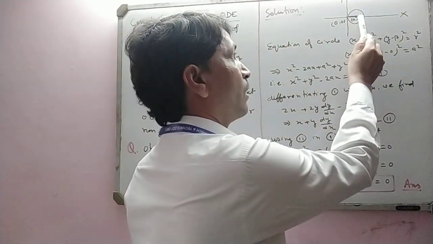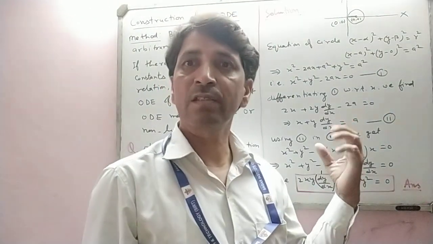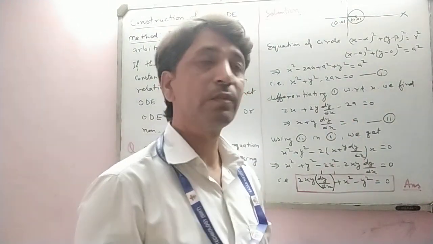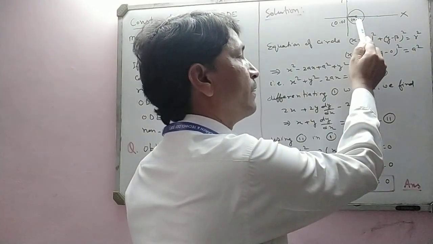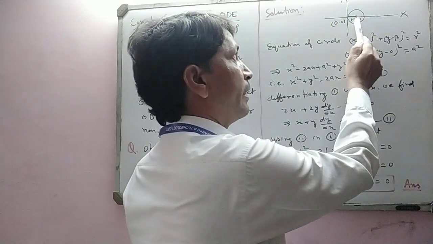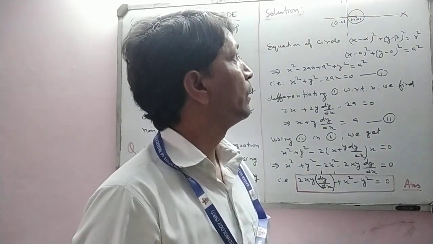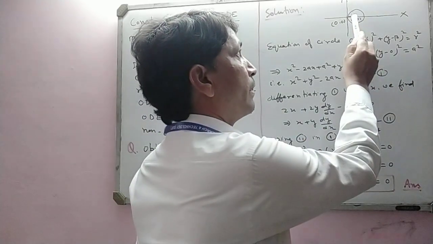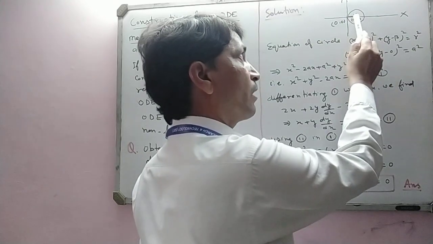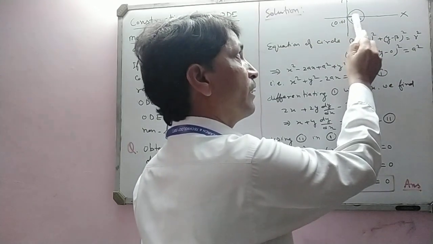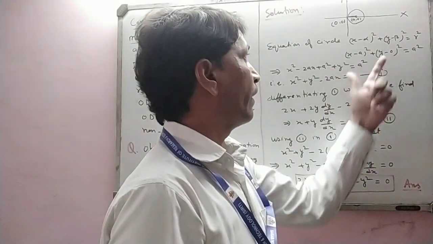Suppose the center is this point which lies on the x-axis, so the y coordinate will be 0. Suppose the x coordinate is a, then this point is (a, 0). Since this distance is a and this is also the radius of the circle, the radius will be a.